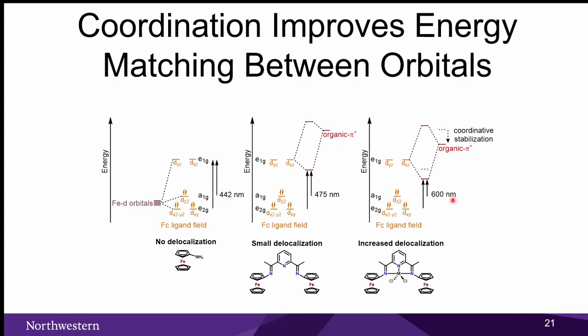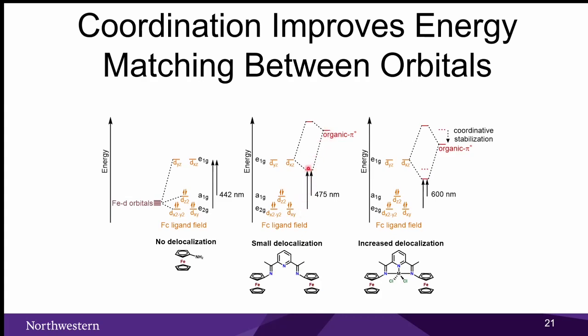So to bring this back to an MO picture, we can compare the proposed molecular orbitals for all of these systems. Here we have just normal ferrocene. Then we have this pyridine diimine bisferrocene ligand. And we know that the LUMO drops in energy and it broadens out through mixing of the ferrocene LUMO with the PDI LUMO. So that makes sense here.